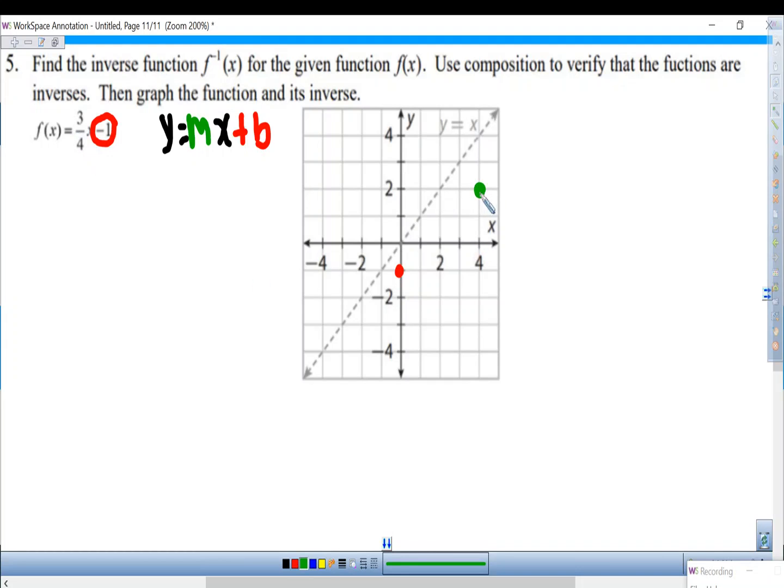If you want to do it one more time, that's fine. Let's do 1, 2, 3, 1, 2, 3, 4. Get your straight line going through those points. Arrows at the end. All right. So I just graphed that one. So now let's find the inverse.